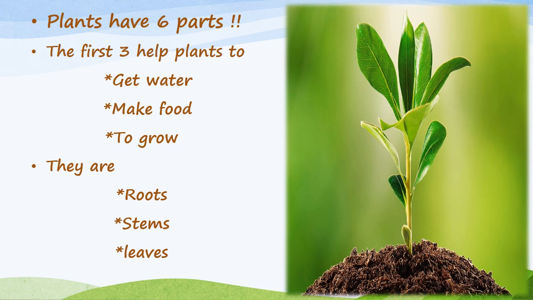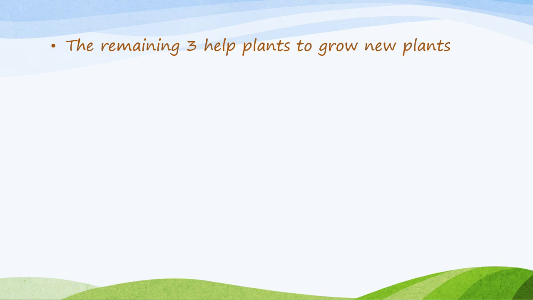Let us see the remaining 3 parts of a plant. The remaining 3 help plants to grow new plants. They are flowers, fruits and seeds. So let us learn the plant's parts one by one.